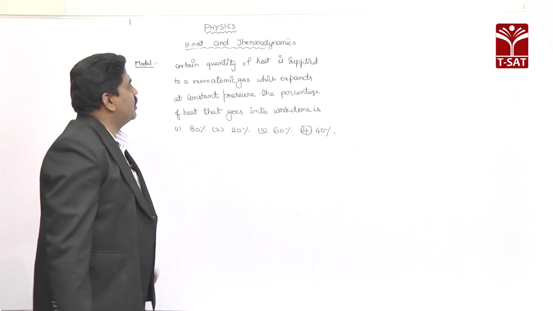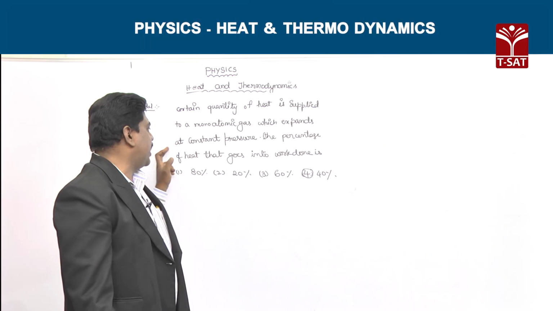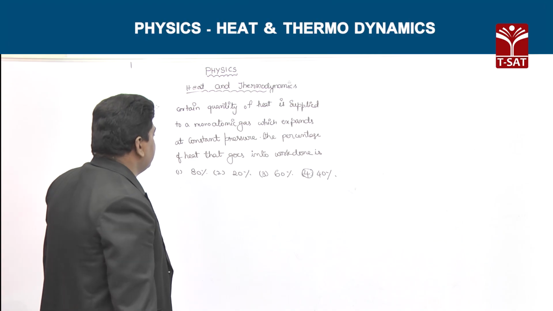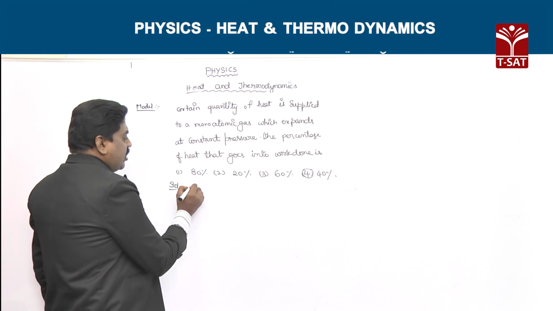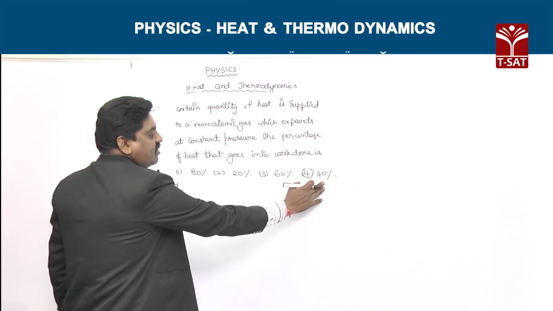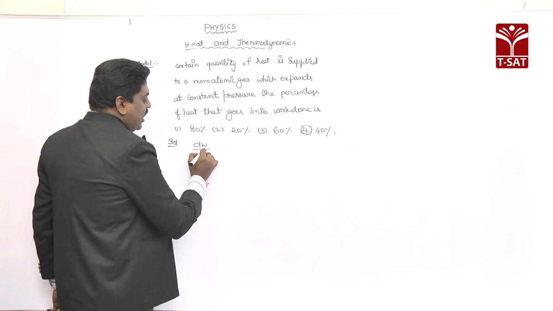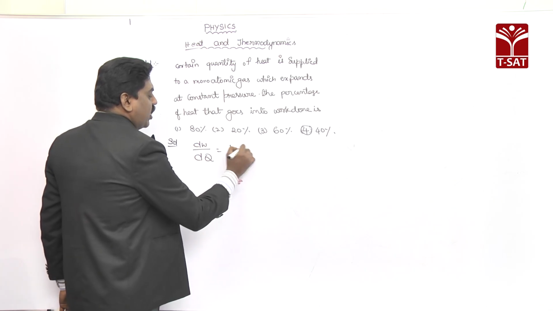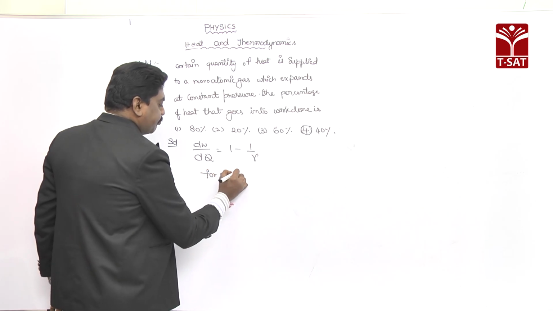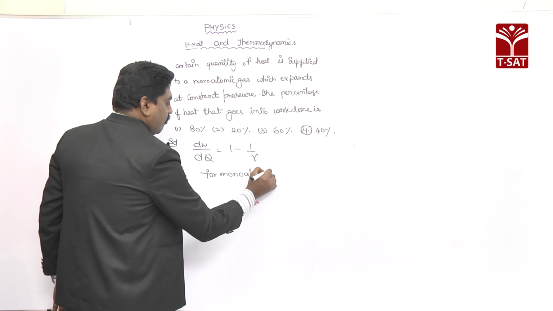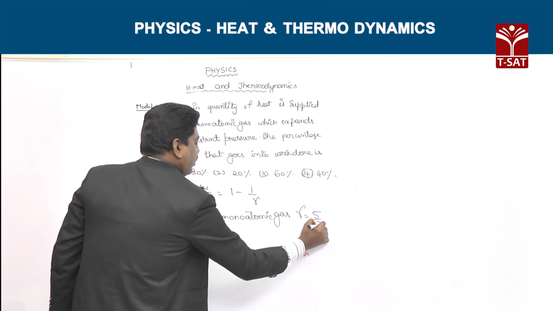Now let us consider a problem. A certain quantity of heat is applied to a monoatomic gas which expands at constant pressure. The percentage of heat that goes into work done is, okay, the options given are 80%, 20%, 60% and 40%. We are asked to find dW by dQ, which is given as 1 minus 1 by gamma. For a monoatomic gas, gamma is given as 5 by 3.